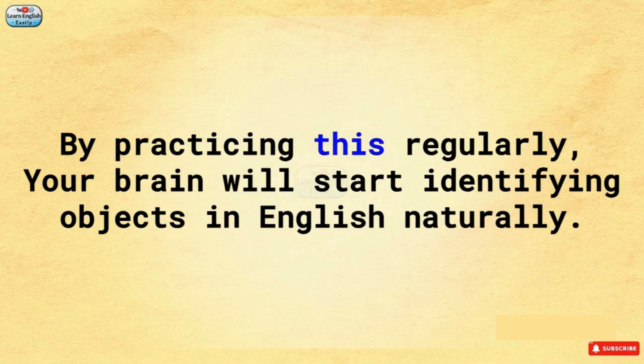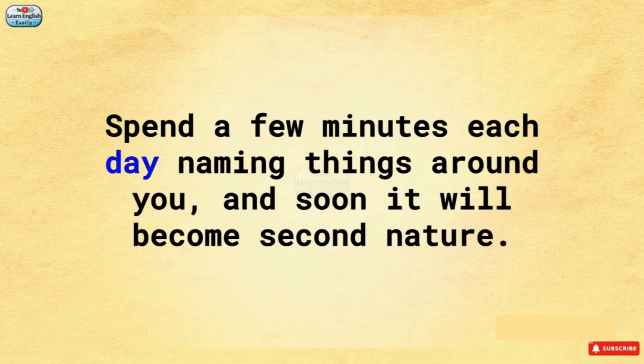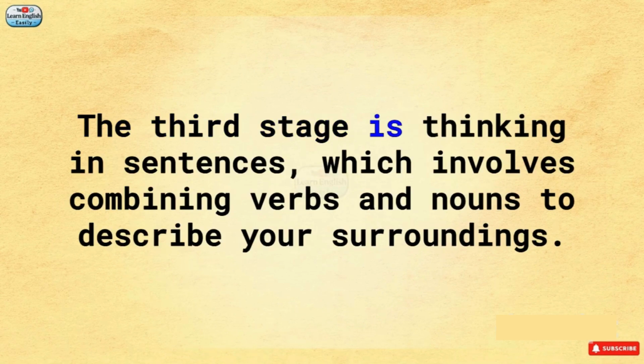By practicing this regularly, your brain will start identifying objects in English naturally. Spend a few minutes each day naming things around you, and soon it will become second nature. The third stage is thinking in sentences, which involves combining verbs and nouns to describe your surroundings.